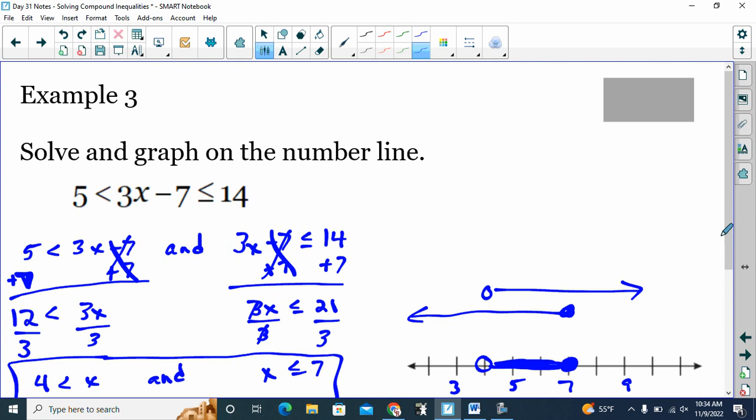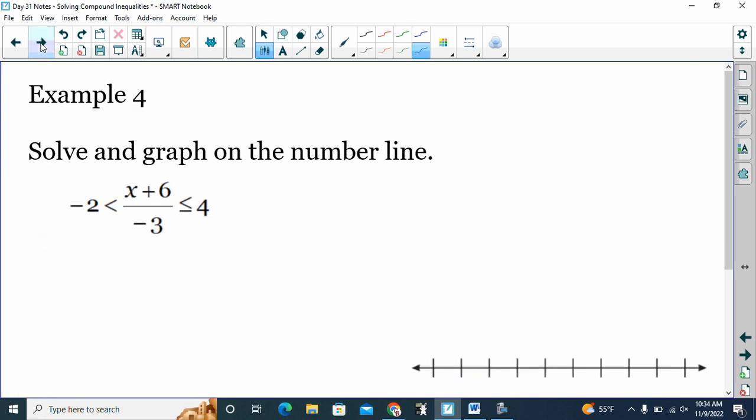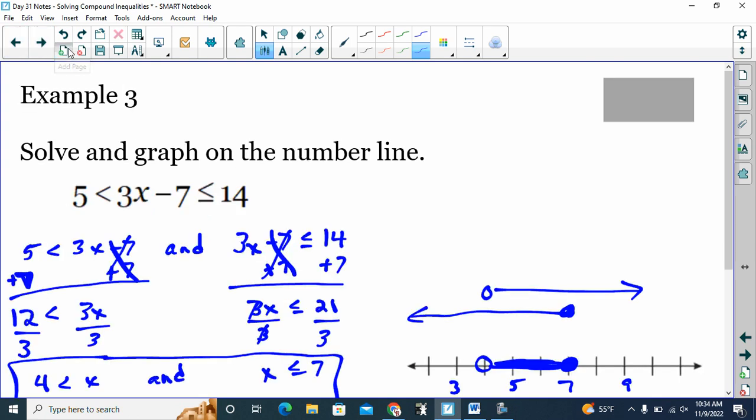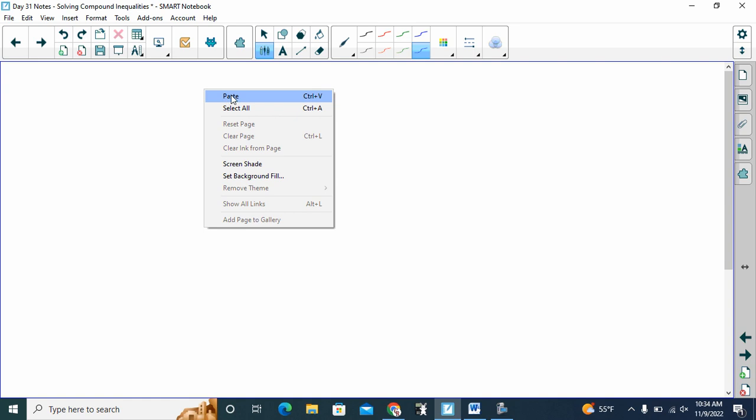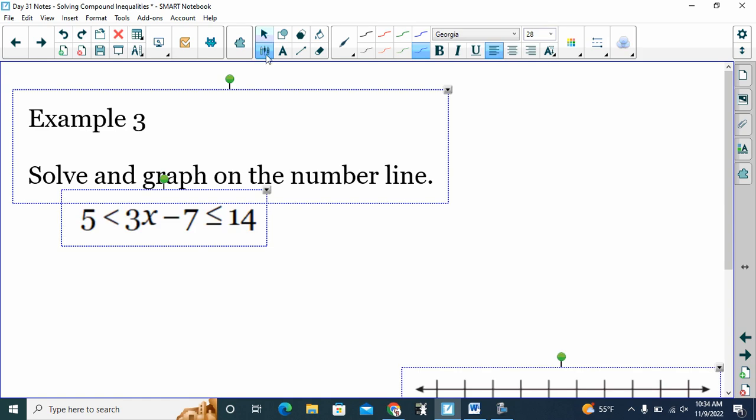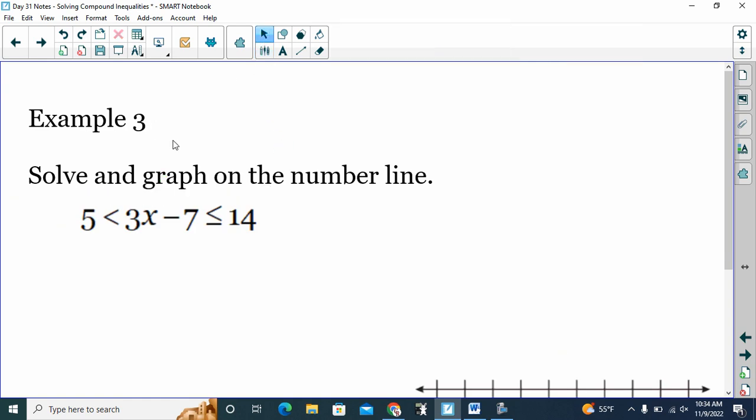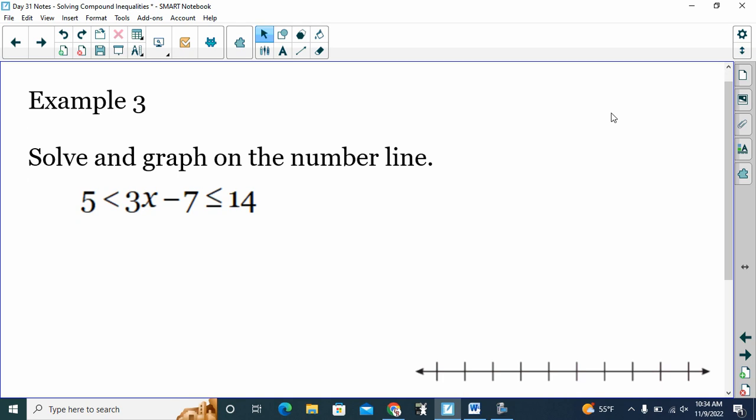That is one way that you can do this problem. If you do it this way, notice it's very similar to doing it like this. It does take a little bit longer. There's actually another way we can do it. Either way works fine. Let's redo example 3, and we're going to do it a second time, just a slightly different way.